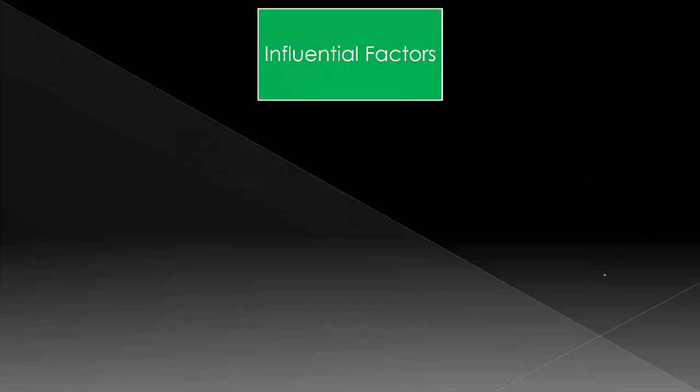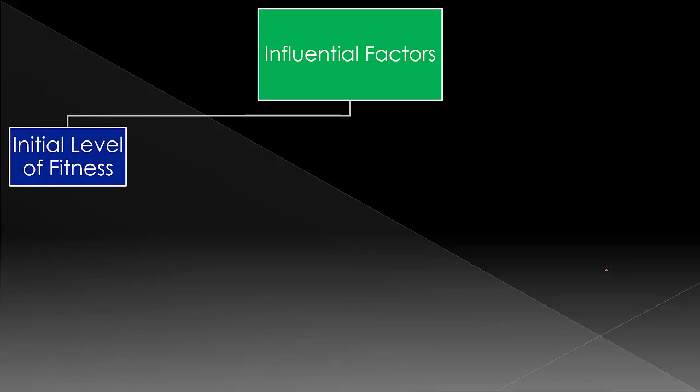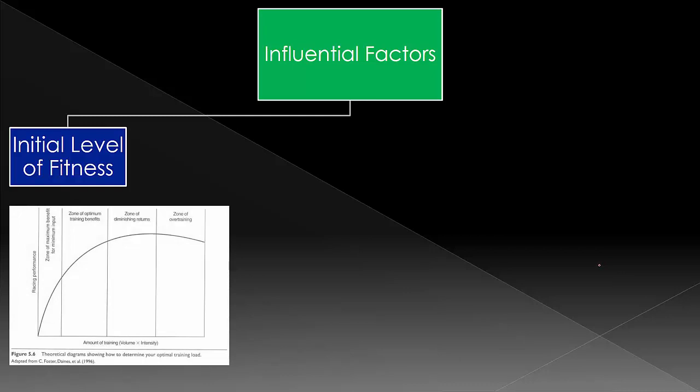So there are several influential factors that are going to determine how well this occurs. And one is the initial level of fitness. For instance, if we have someone that is unfit and we start them on a training program, what kind of differences would you expect that person to exhibit compared to someone that has been training for years and years and years? Well, there's a really cool chart that you can look at.